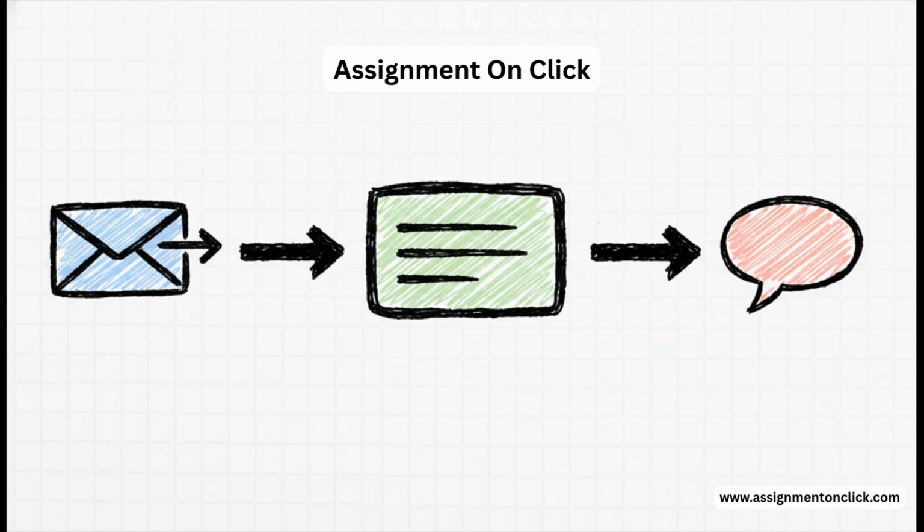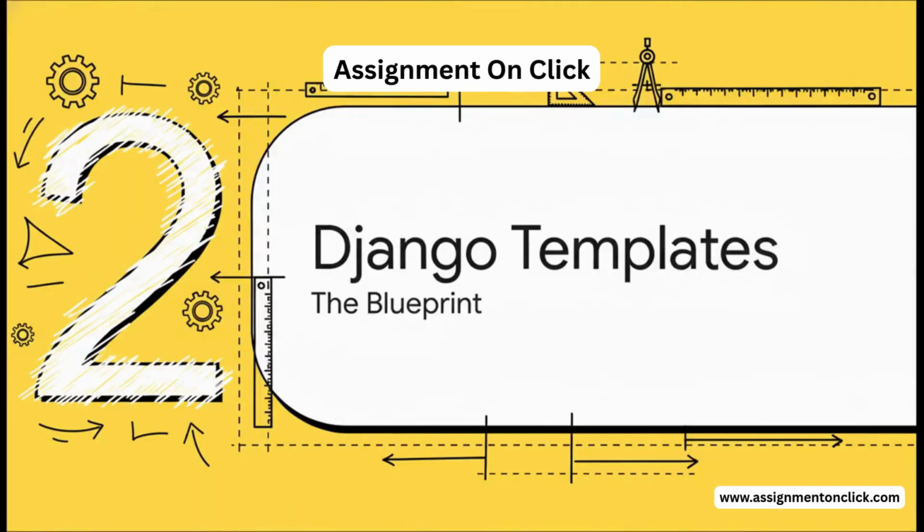So what do we do when we want to show a real HTML page? Well, that's where the second half of our dynamic duo comes into play. You see, the view handles the what. It's got the logic, but it needs a blueprint for the how. As in, how should the final page actually look? And that, my friends, is the job of the Django template.